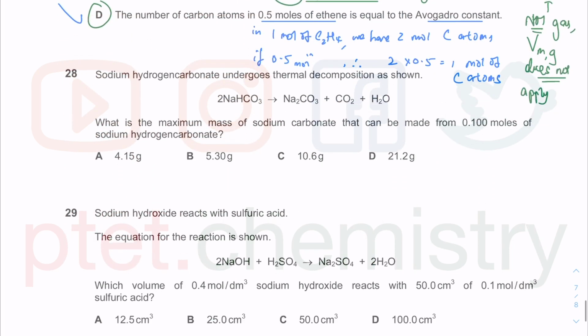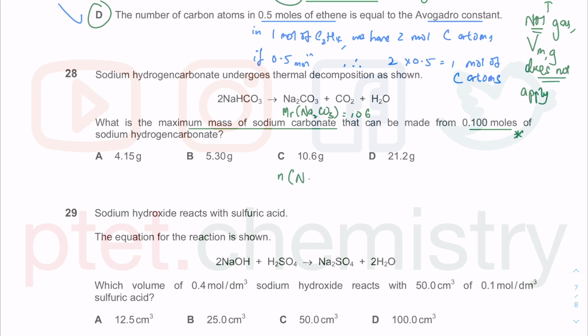Question 28, coming to an end now, don't worry. Sodium hydrogen carbonate undergoes thermal decomposition, decomposed from one reactant to give you 3 products. You want to get the maximum mass of sodium carbonate, so we're dealing with masses. So the MR of Na2CO3, so 23 times 2 plus 12 plus 16 times 3, gives me 106. You want to get from 0.100 mole, they already told you the mole, so that makes your life easy.